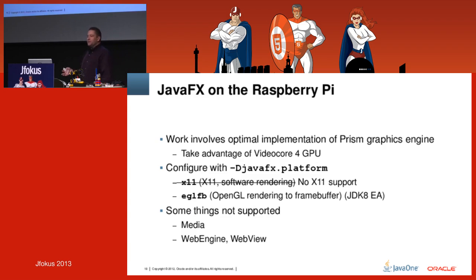From a JavaFX point of view, as I said, we now have support for JavaFX in JDK 8 Early Access. What we really had to do there was to create a build that optimized what's called the Prism graphics engine so that we could get the best possible performance out of it. The Raspberry Pi, in addition to having the ARM processor, has some pretty powerful GPU capabilities. It's got a VideoCore 4 GPU, which will actually do Blu-ray level video. So you can use this as a media player, and it's got enough power to render Blu-ray quality graphics to your screen.